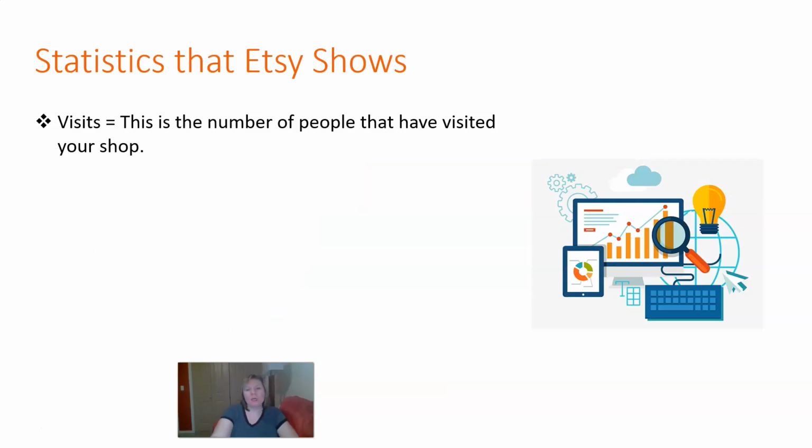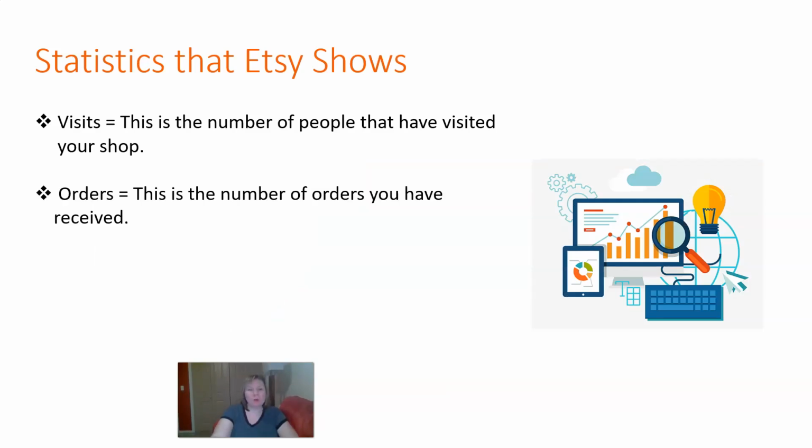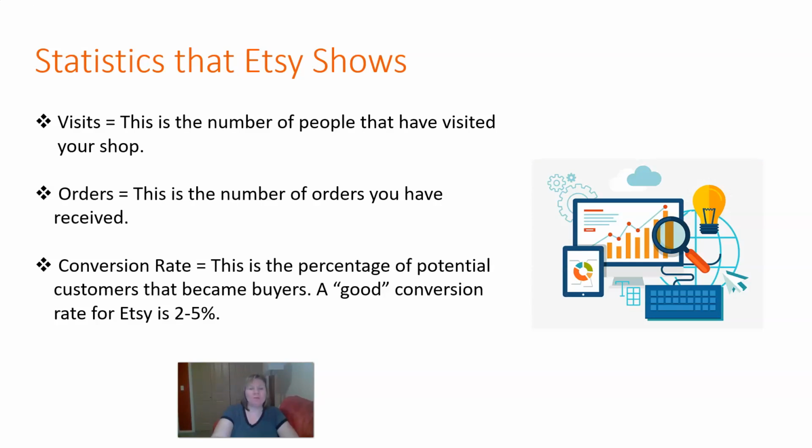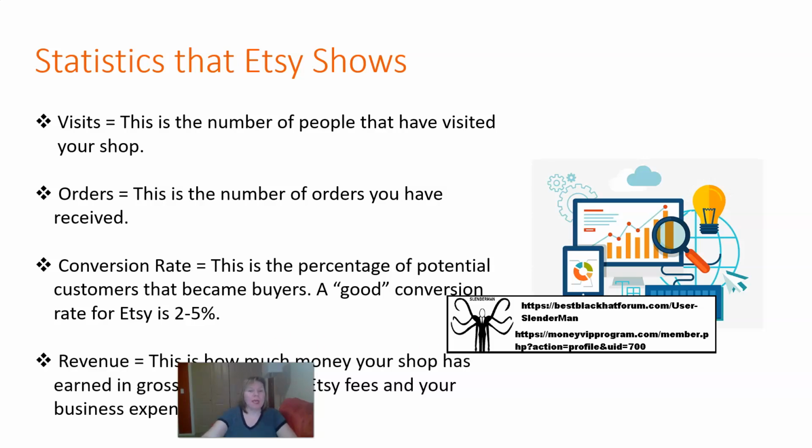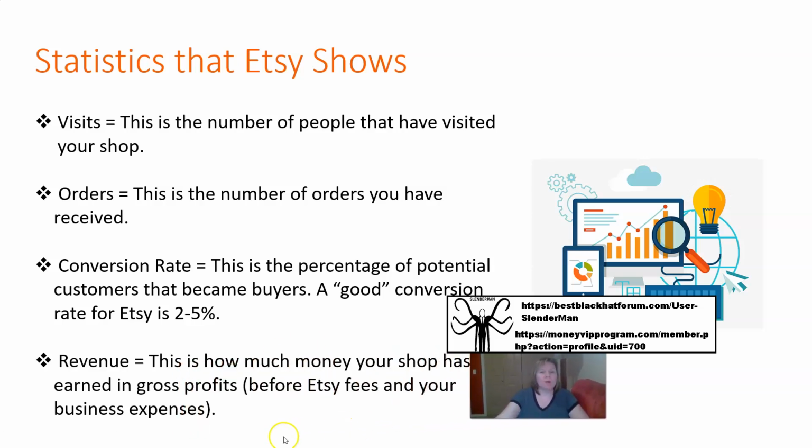So visits is the number of people that visited your shop, orders is the number of orders you have, and then conversion rate. A good conversion rate for Etsy is like 2 to 5%. So if you have, let's say, 100 people visit your shop, then 2 to 5 of those having orders is kind of what you're looking for. And revenue is how much money you make before Etsy fees and your own business expenses, which is also something you should be tracking as well.